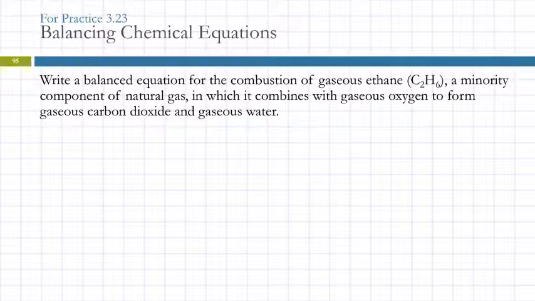Let's do another one. Write a balanced equation for the combustion of gaseous ethane, a minority component of natural gas, in which it combines with gaseous oxygen to form gaseous carbon dioxide and gaseous water. There's a lot of gas going on there.